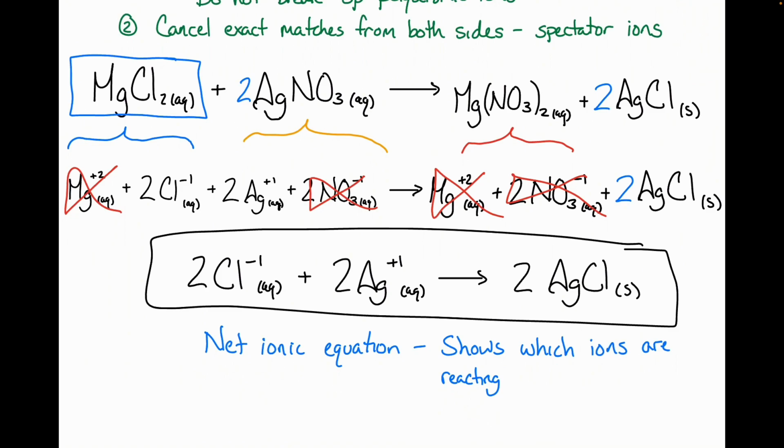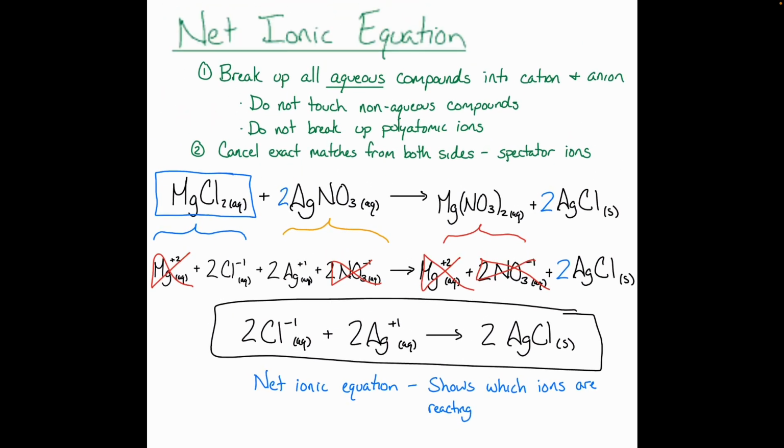In this reaction, what's actually happening is a silver ion is finding a chloride ion and coming together to form solid silver chloride. All right, so once we get our balanced chemical equation, we can go one step further and create this net ionic equation by breaking up all of our aqueous compounds into cations and anions, and then canceling things that appear on both sides.